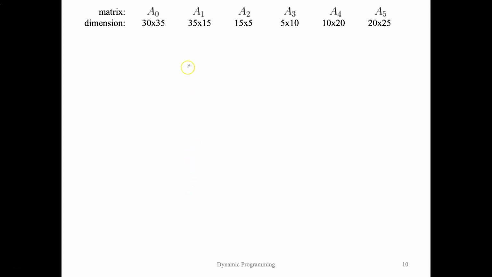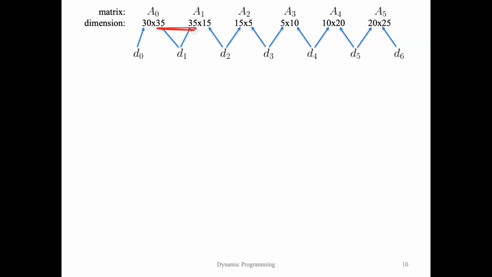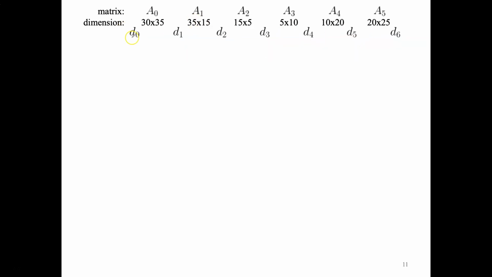Okay, so we're given the following matrices, A sub 0 through A sub 5, and each one has these given dimensions. So we don't record those dimensions that are the same, so this is exactly D0, and D1 is 35, D2 is 15, D3 is 5, because we know that these dimensions will be the same, because otherwise we wouldn't be able to multiply those two matrices together. So we've got our values D0 through D6, representing the dimensions of matrices A0 through A5.